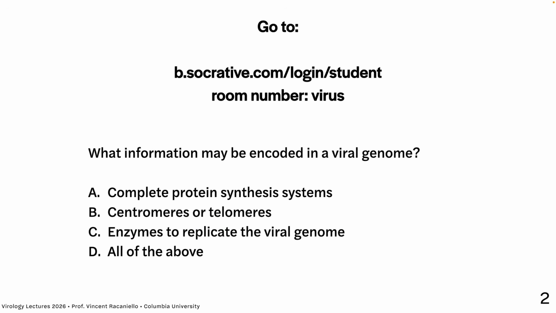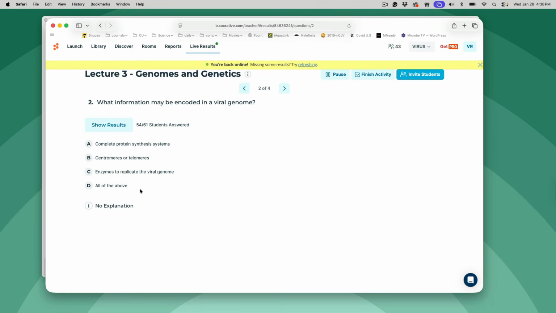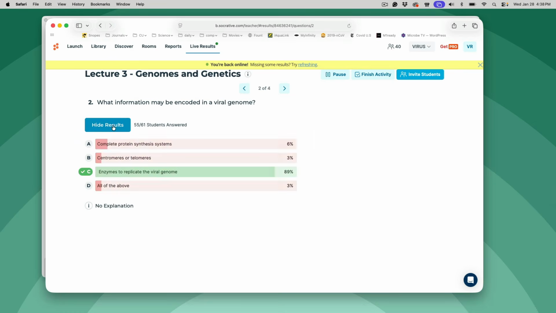Okay, the next question is, what information may be encoded in a virus genome? Complete protein synthesis systems, centromeres or telomeres, enzymes to replicate the viral genome, or all of the above. Okay, let's see what we did. Most of you got C, the right answer: enzymes to replicate the viral genome.